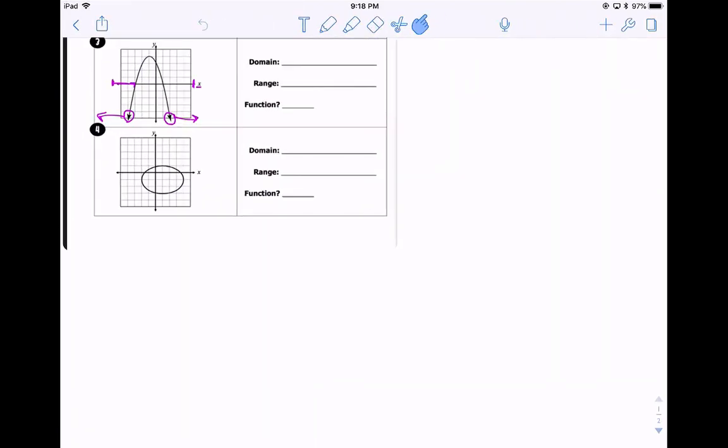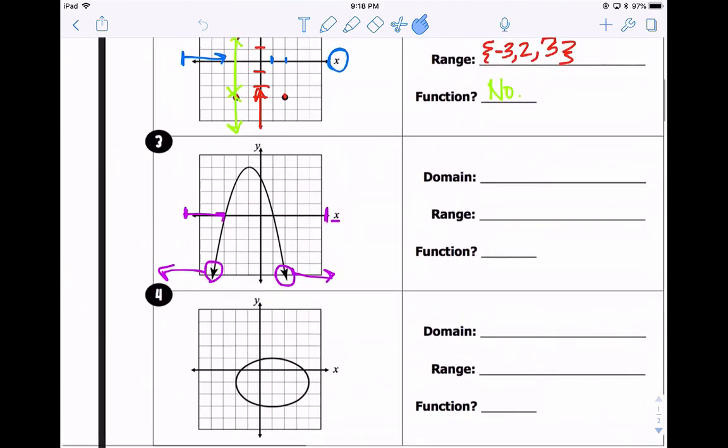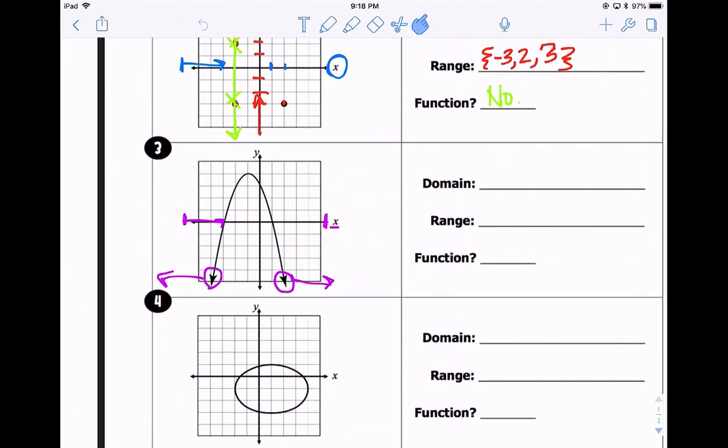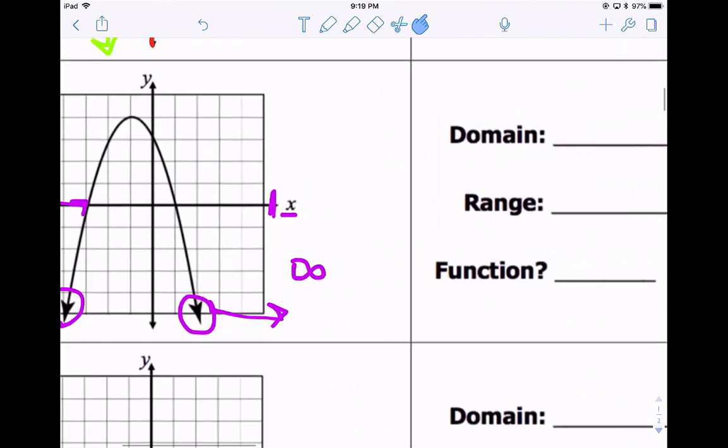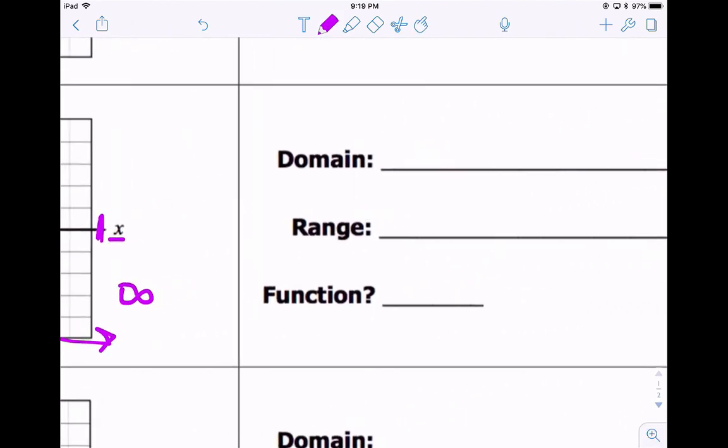So it's going to keep going left from negative infinity. Let me zoom in a little bit more. Negative infinity on this side, and then to positive infinity on the right-hand side. So that's every single number possible. So we call that all real numbers. So our domain for this one is going to be all real numbers. So I'm actually going to write out all real numbers.